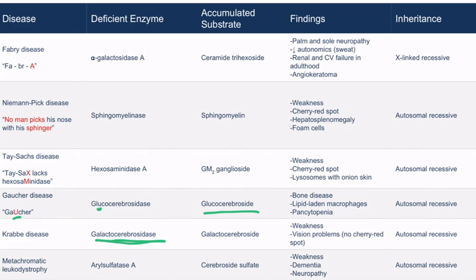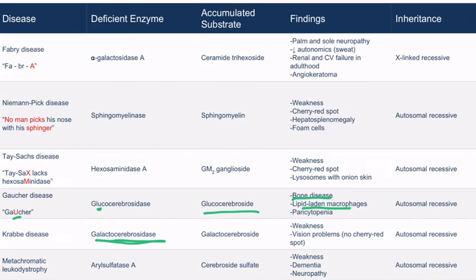Gaucher disease is unique because it causes bone disease. This includes osteoporosis, bone crises, and aseptic necrosis of the femur. It can also cause pancytopenia, hepatosplenomegaly, and lipid-laden macrophages. This can be easily confused with leukemia, so pay special attention to the symptoms and the histology. I'm not going to read the information on the table to you regarding Krabbe disease and metachromatic leukodystrophy, but you have that information in front of you, so you can memorize that if you'd like.